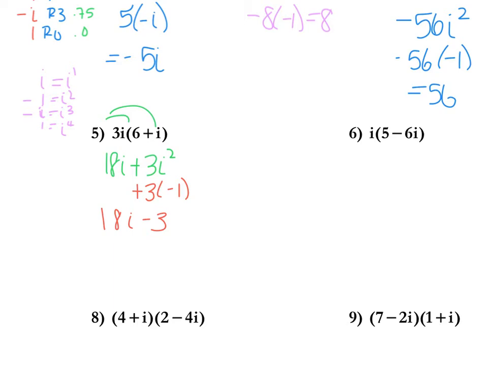So if this was on a quiz, you would get credit, but you wouldn't get full credit because it's not written in the correct complex form, which means the real part has to come first. So negative 3 plus 18i is my final answer.